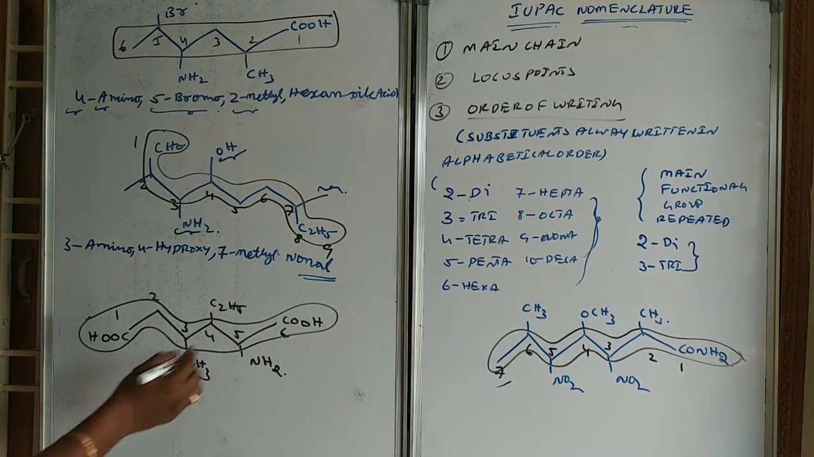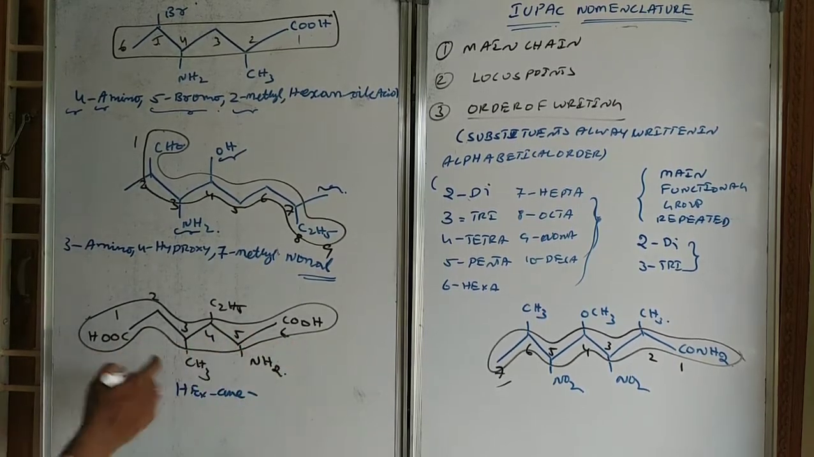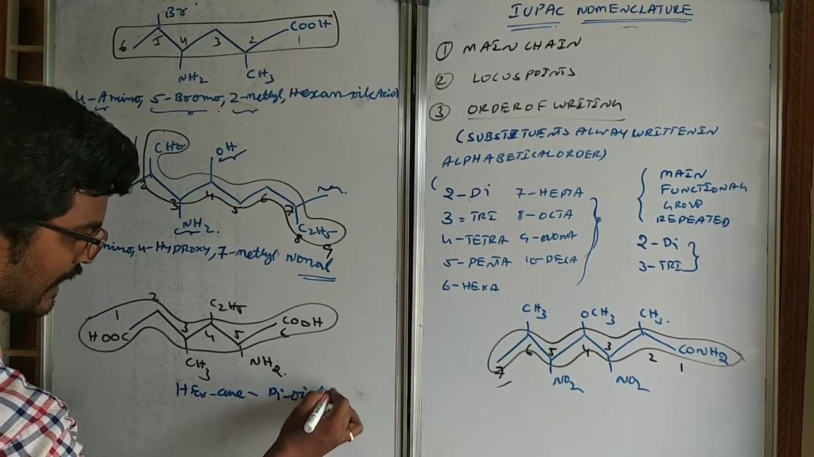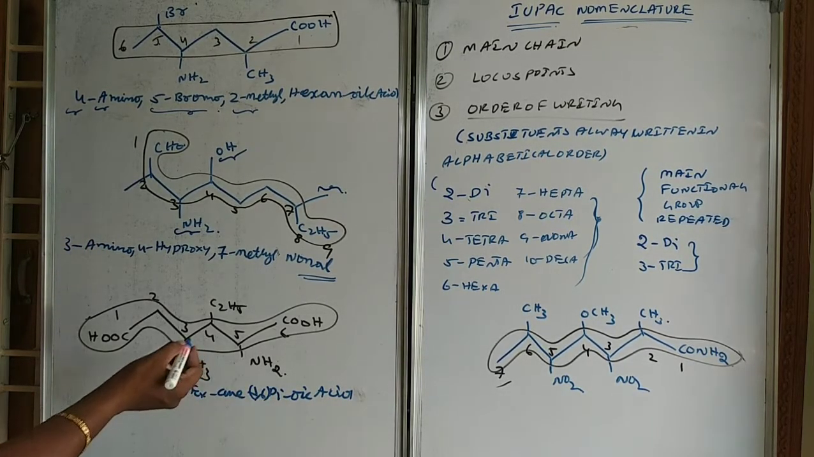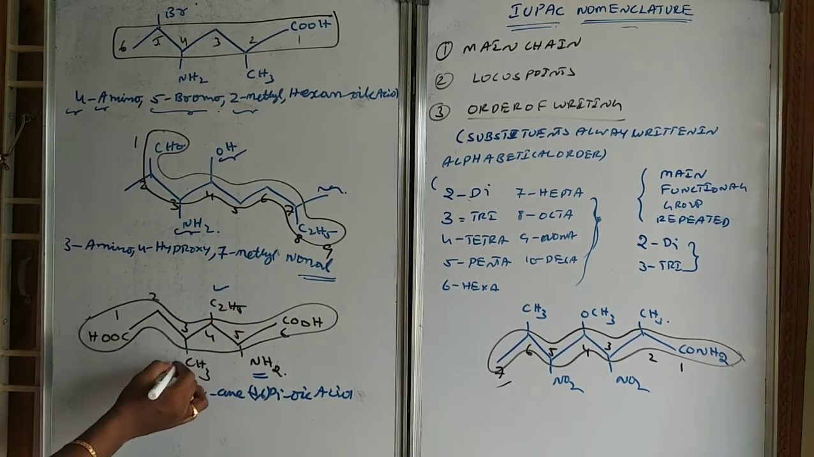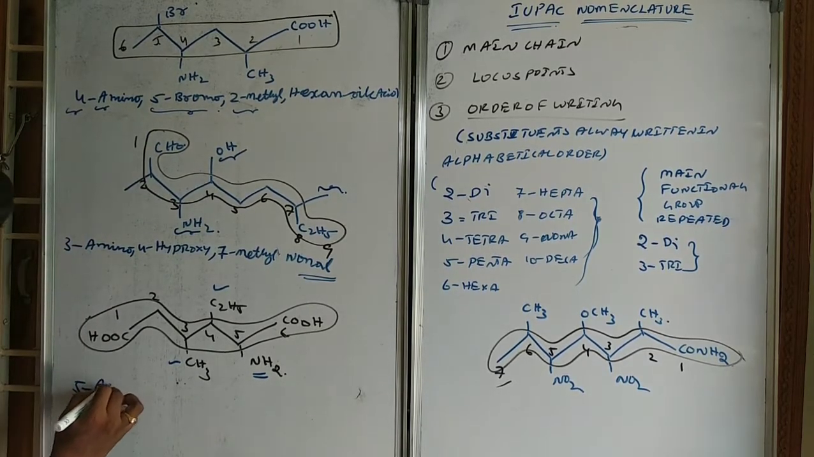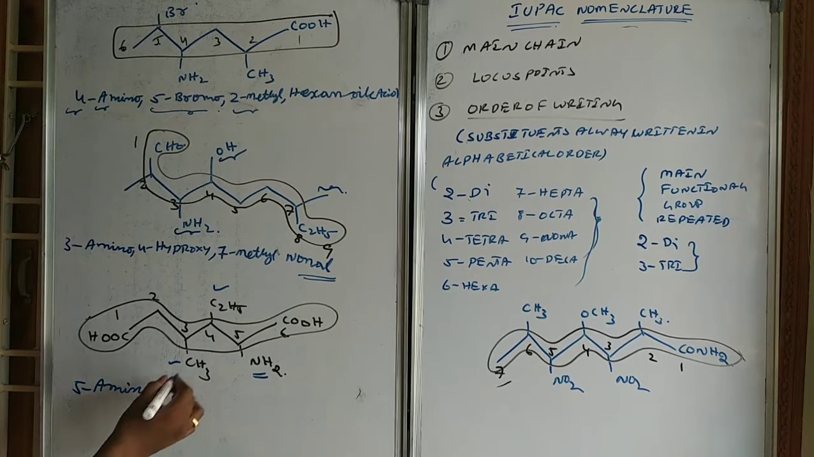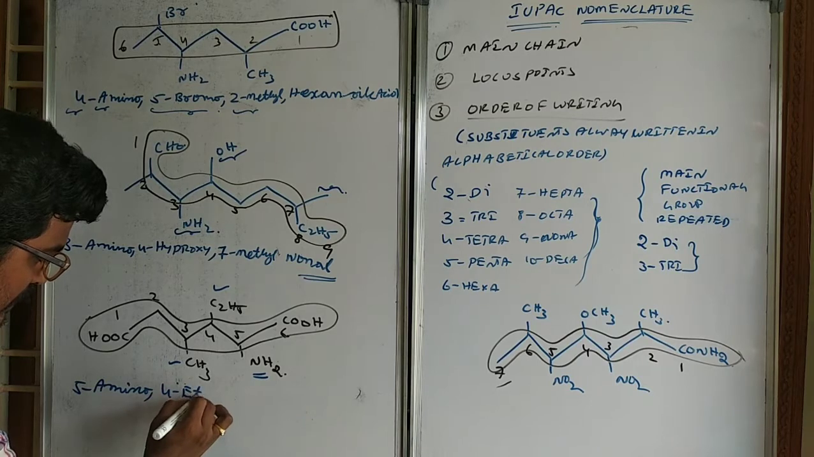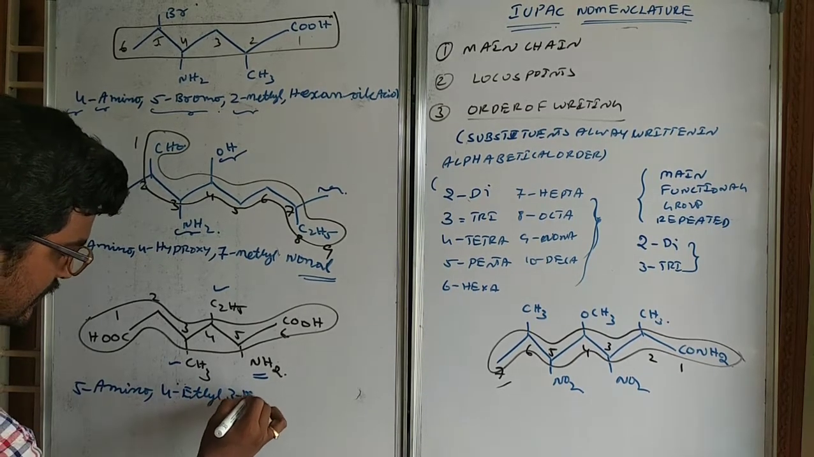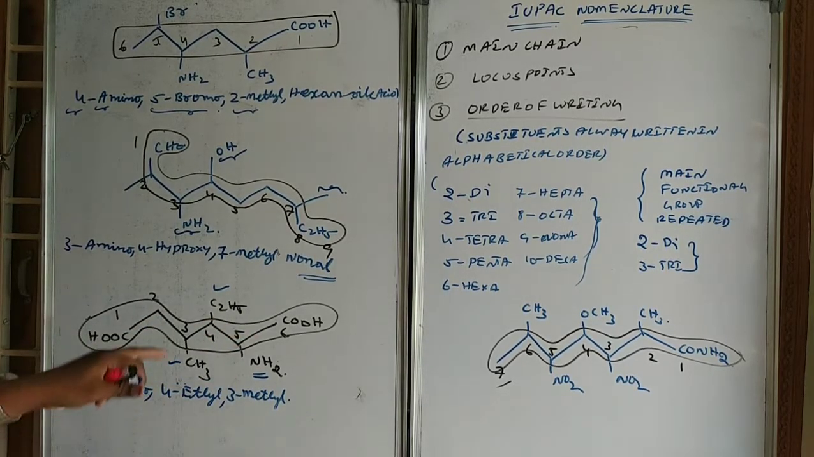Next, this one. Hexane, 2 carboxylic acids are present, so dioic acid, and they are present at 1 and 6 positions, so 1,6. What are the substituents? Amine is there, ethyl is there, and then methyl is there. You can write a complete name like 5-amino, then methyl and ethyl, and ethyl comes first, so 4-ethyl, 3-methyl. If you see numbering from both sides, it will be the same.